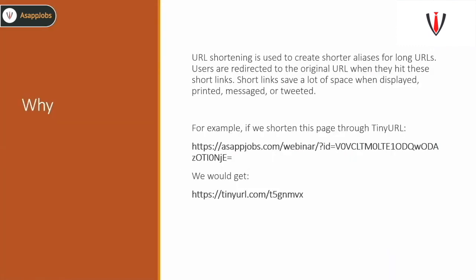Cool. So like Piyush mentioned on the chat, URL shortening is just to create shorter aliases, right? It's a very interesting service. For example, if I give this webinar's link on, let's say, TinyURL, it will give me the short link and then I can share it on Twitter or somewhere, right? It's pretty interesting.